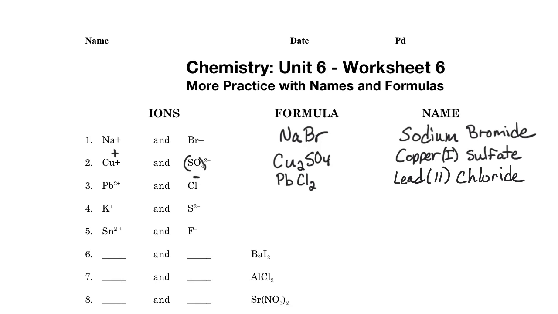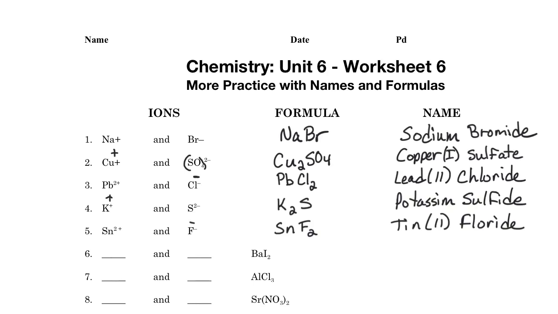Go ahead and do 4 and 5, and then I'll pause and you guys can check your answers. All right, so here's my answers for 4 and 5. Potassium has a +1 charge. The sulfur has a -2 charge. So I'm going to need 2 of the potassium to balance that off. It becomes potassium sulfide.